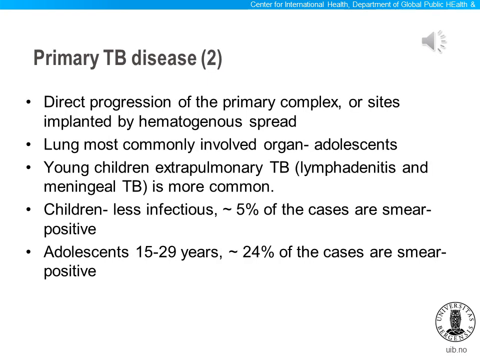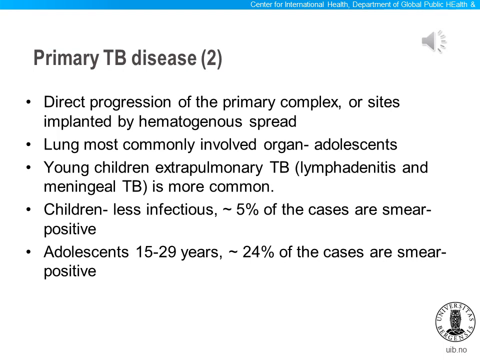Primary disease can result as a direct progression of the primary complex or from the sites where bacilli are implanted by hematogenous spread from the primary lesion, for example, in the kidneys, ends of long bones, spine, meninges in brain, and apicoposterior areas of the lungs.